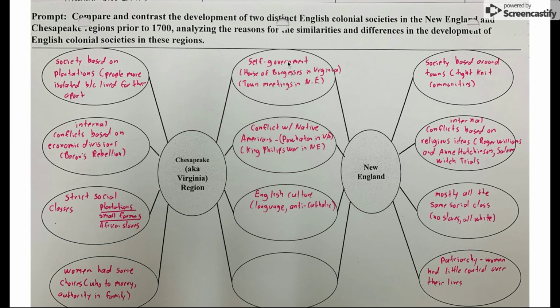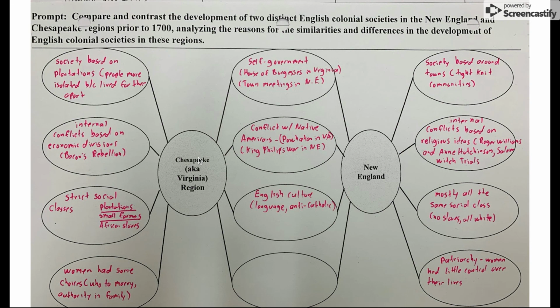The last similarity I have here is that both were interested in self-governing, kind of governing themselves. The House of Burgesses in Virginia, which is a representative assembly, which is kind of a semi-democratic body, mostly made up of the elites in Virginia. And then in New England, you had these town meetings where the towns got together and they voted on their selectmen, basically the people that would make decisions. So in both cases, they're kind of electing representatives to make decisions for their community. Okay, so those are our similarities.